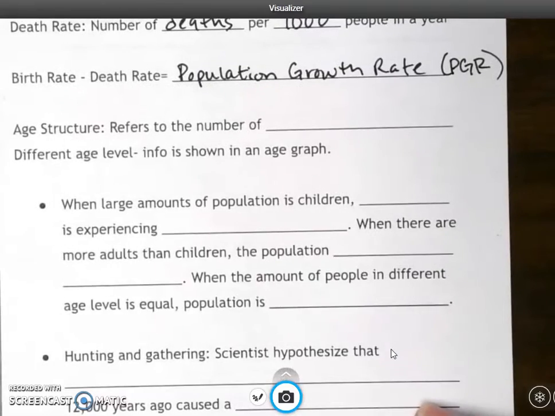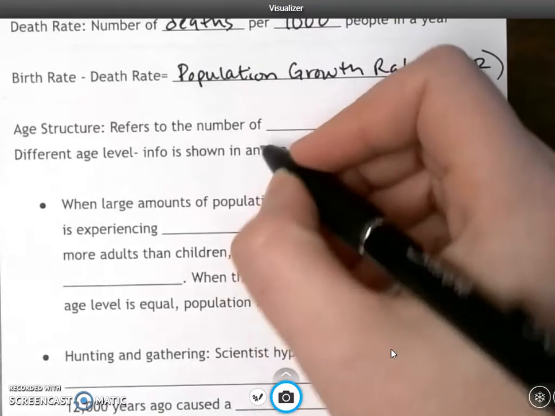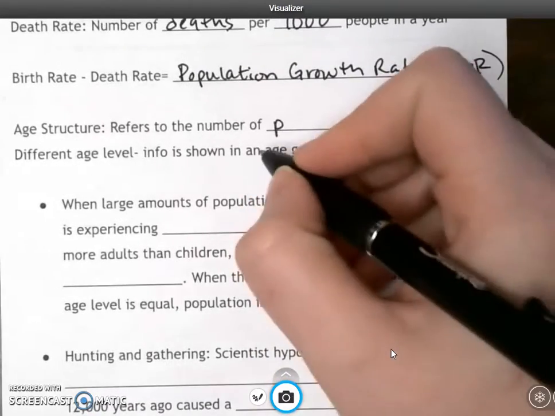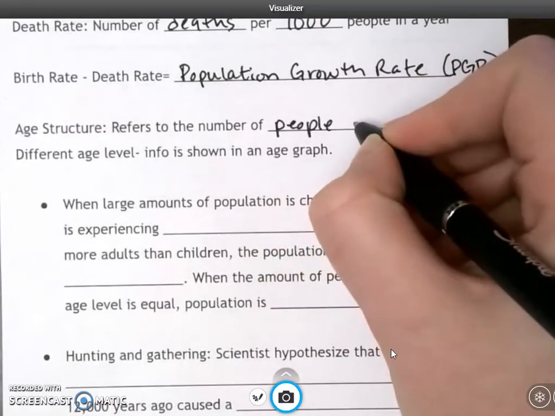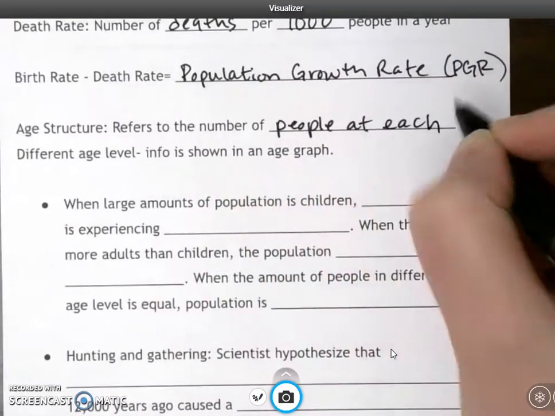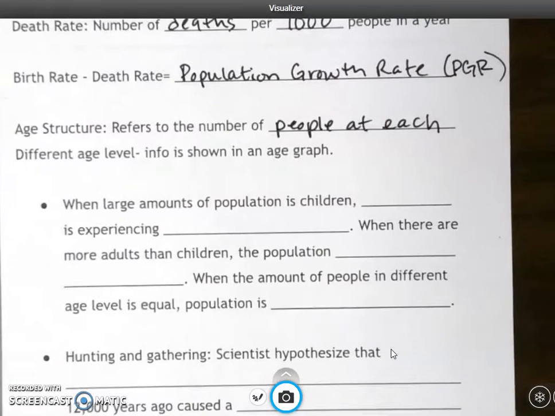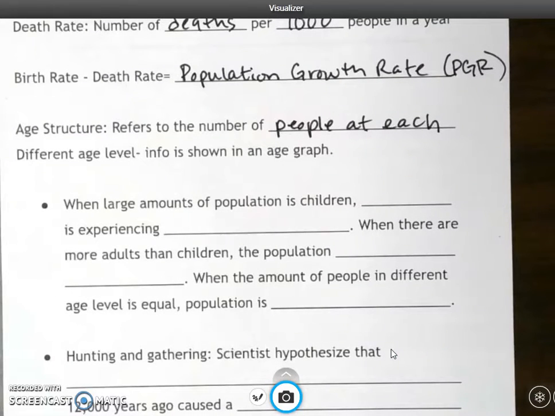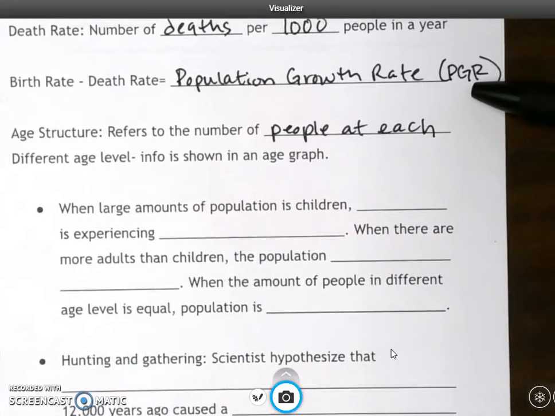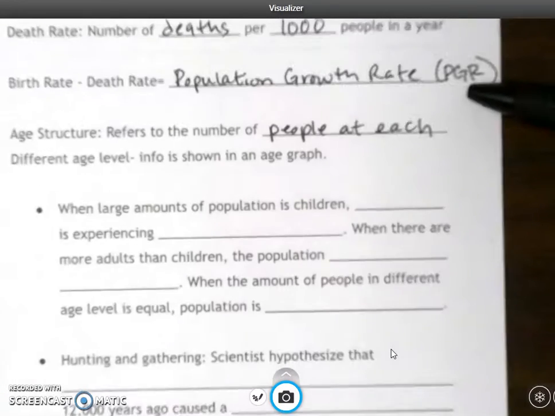Moving on, age structure. Age structure refers to the number of people at each different age level. We showed this in an age graph. That is what we created in class today. We compared Nigeria to Mexico and China and Germany and the United States. We looked at how different those populations are. Some of those populations had a very low population growth rate. Some of them had a high population growth rate.